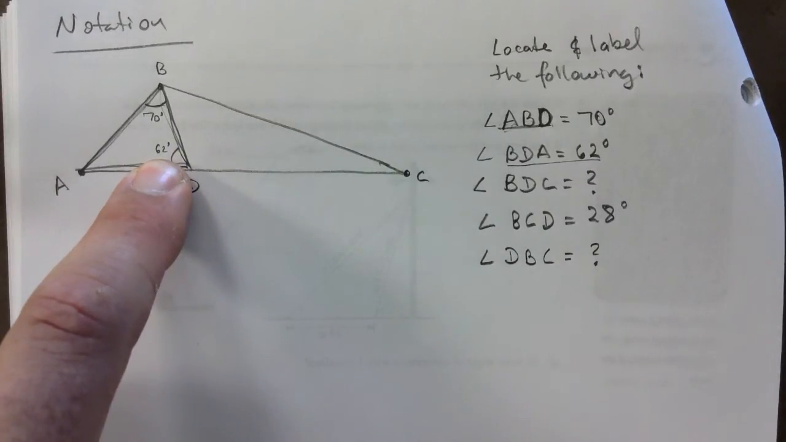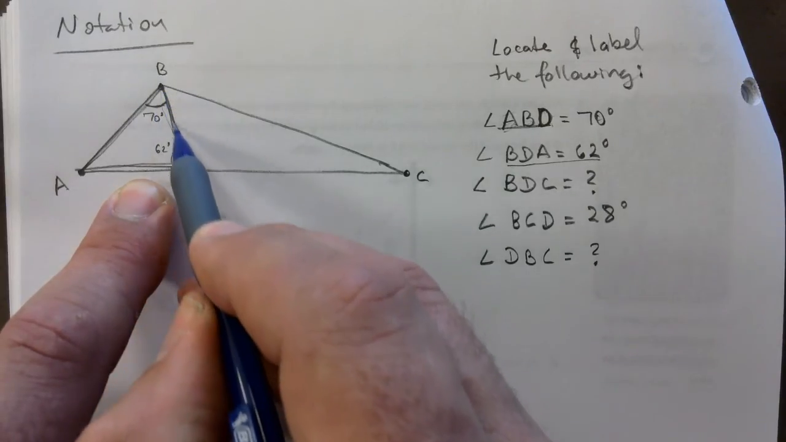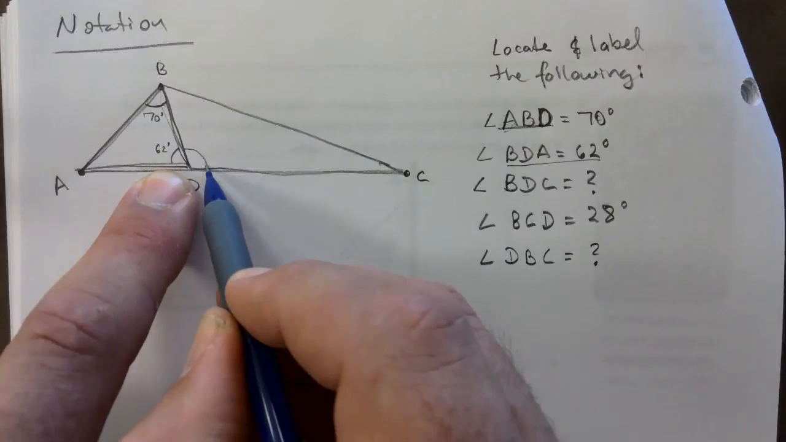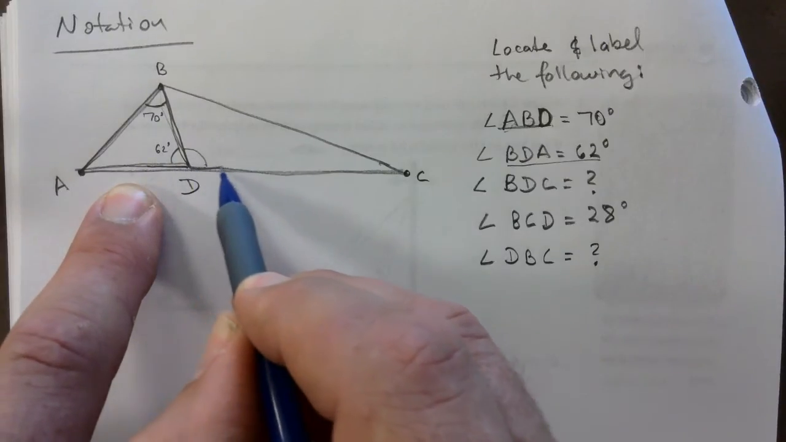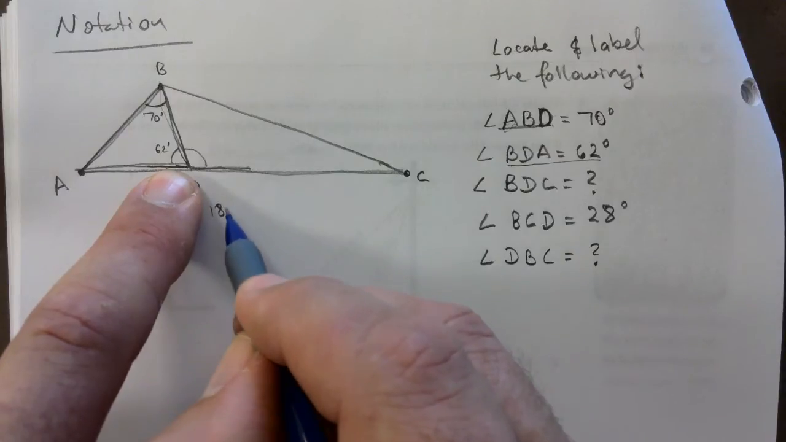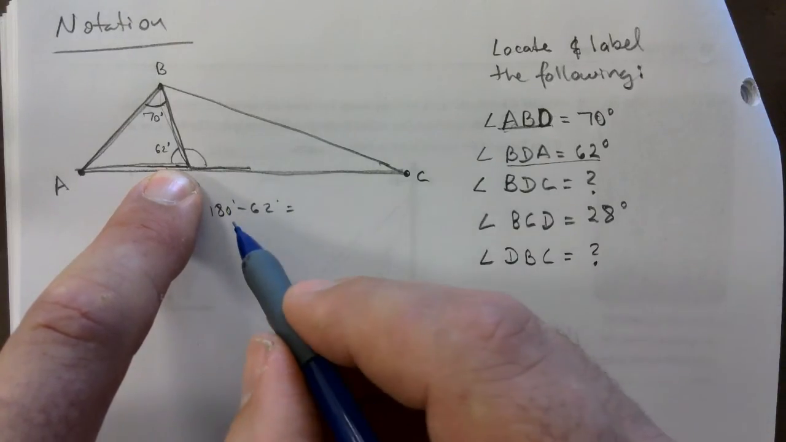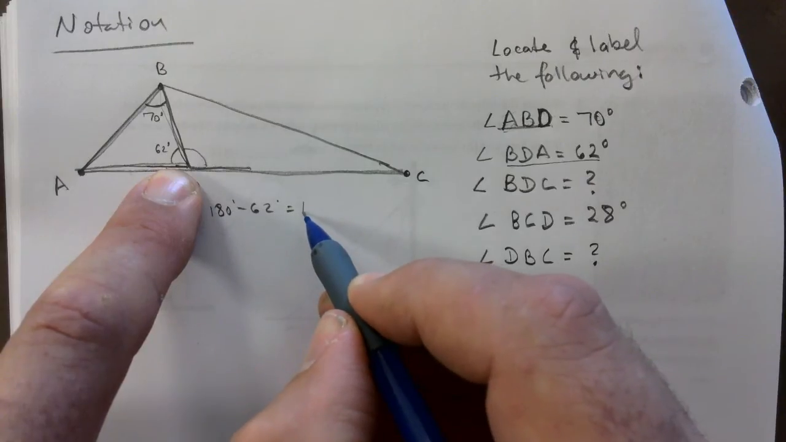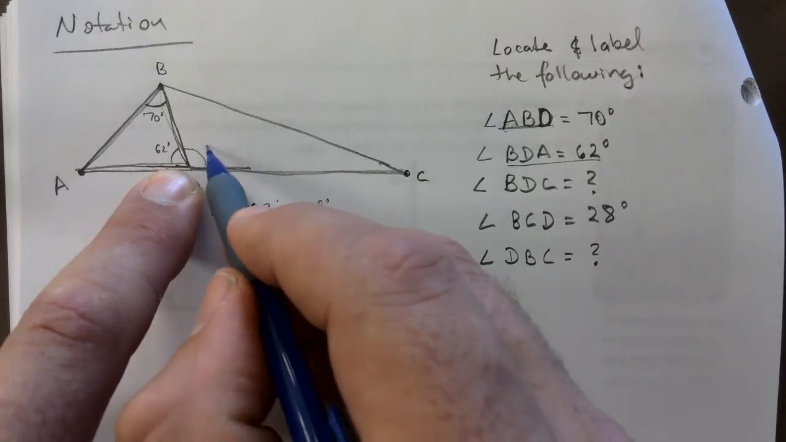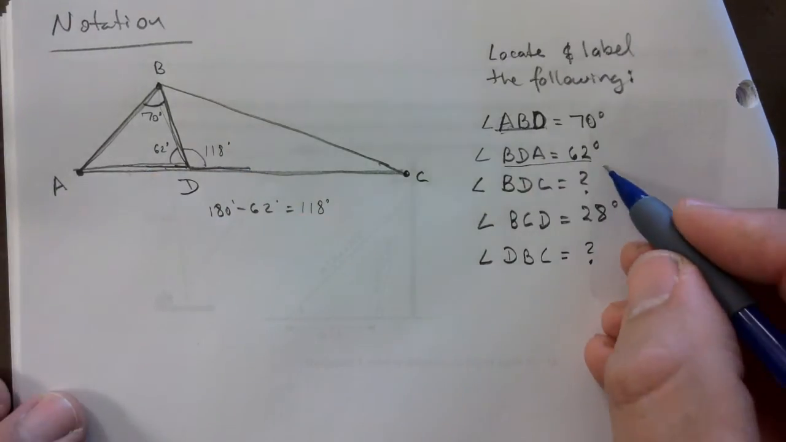Okay. BDC is, when you connect those 3 points, this angle. And how would we find that? Supplementary, right? These two are supplementary. So you go 180 minus 62, and we are at 118, right? 118. So we know that now.